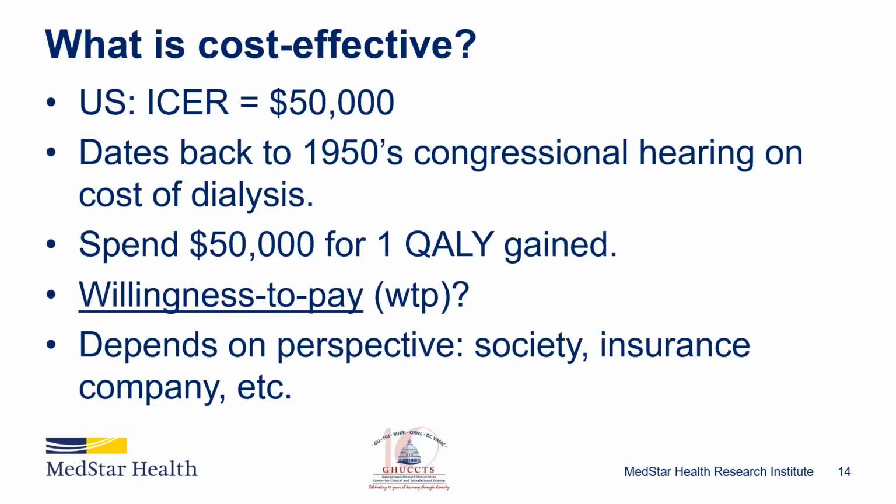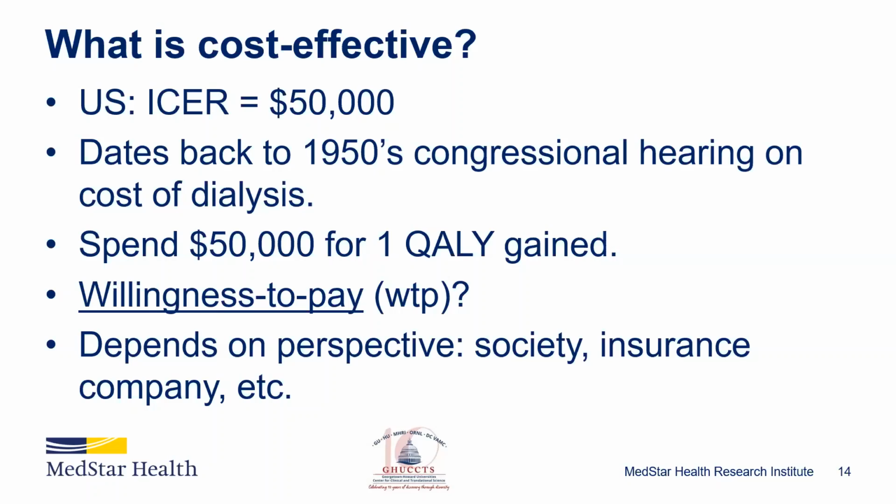And you say, well, where does that come from? Where did you get that figure from? Well, it actually dates back to a congressional hearing quite a few years ago on the cost of dialysis. And it's sort of the standard that's used in US cost effectiveness. But of course, that's arbitrary. Different values can be used. But that's basically what the ICER means. Whatever it turns out to be, that means the amount of money you're willing to spend for one quality gain or one life year gained.